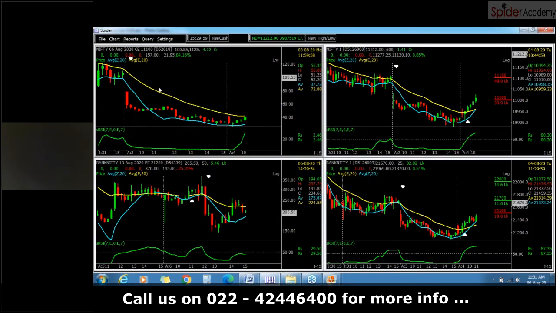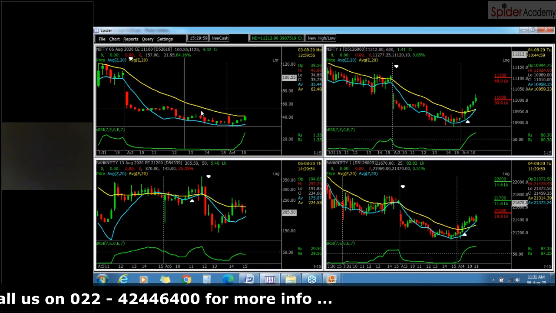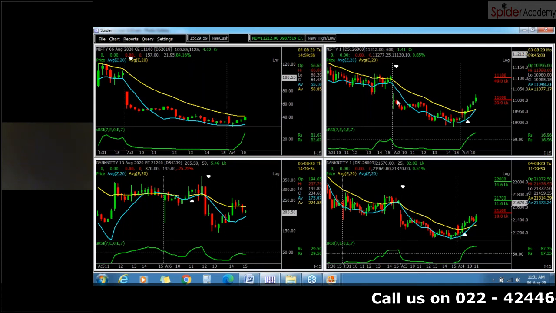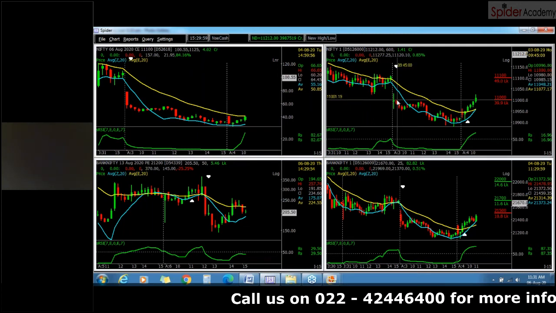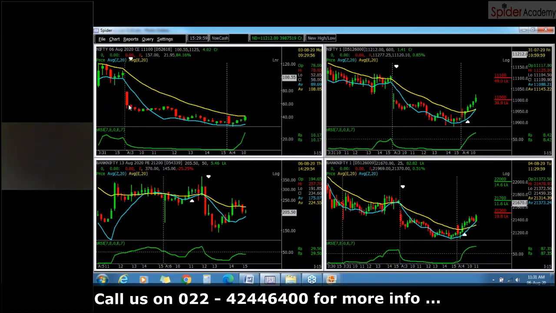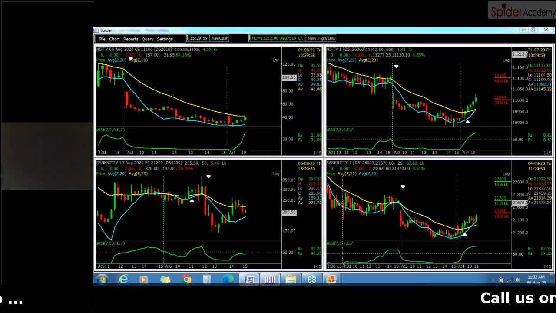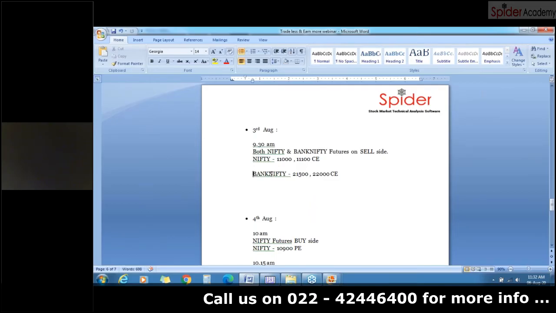As you can see, the same charts. So here we got both confirmations on the premium charts and even on the futures charts. So you can short in the futures as well as go for the premiums. Okay, now we will look at another Bank Nifty example where we got 21,500 and 22,000 call.